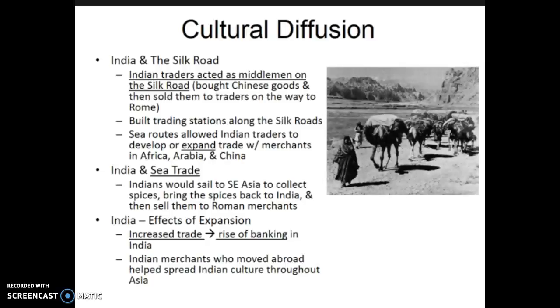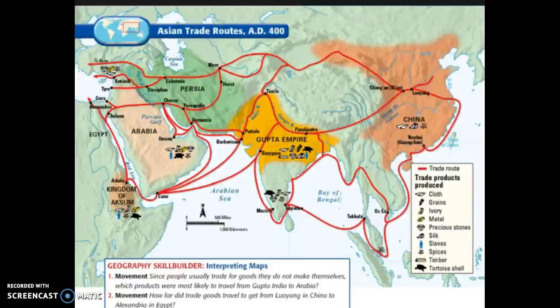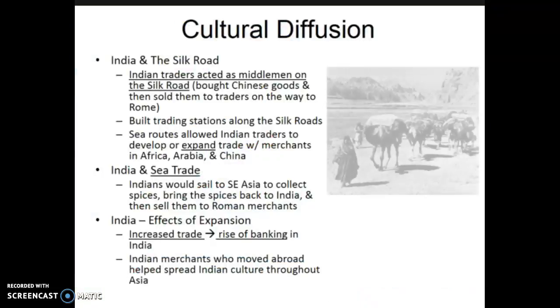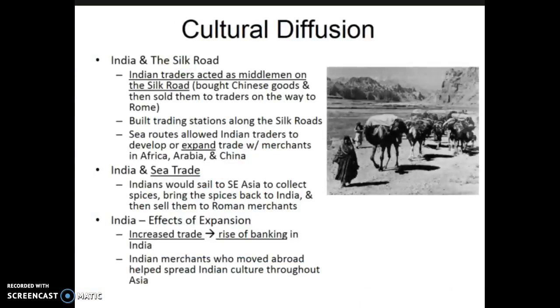Okay, so India was part of this. India was part of this trade with China and the Mediterranean that took place on the Silk Road. So the Indians actually acted like middlemen. We'll go back to this map. As these goods came from China to the Mediterranean, they came through India, and again, the Indians acted as middlemen on the Silk Road. So basically, they bought the goods from the Chinese and then sold it to traders on the way to Rome for a higher price.